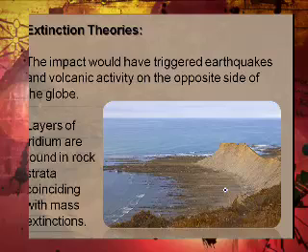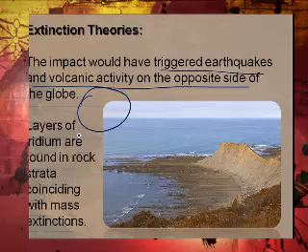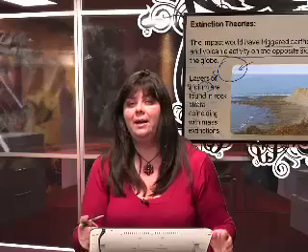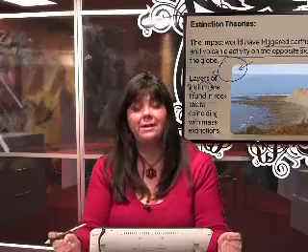Also importantly, the impact of the meteor would have triggered earthquakes and volcanic activity on the opposite side of the globe. So if we had our globe, the Earth for example, with an impact site here with a meteor, on this side we're going to have volcanic activity. Layers of iridium found in rock strata coincide with mass extinctions, and iridium is a material that is found in meteors.